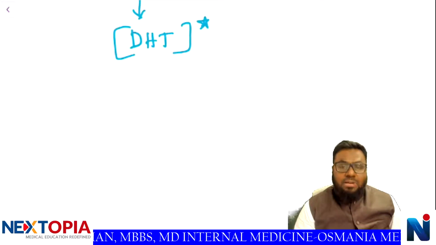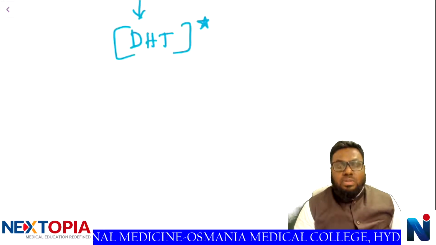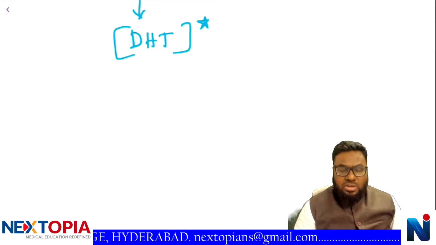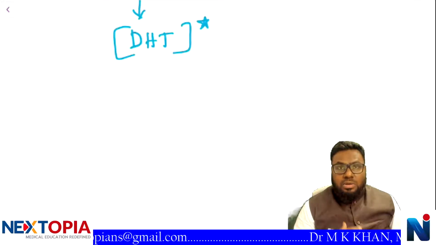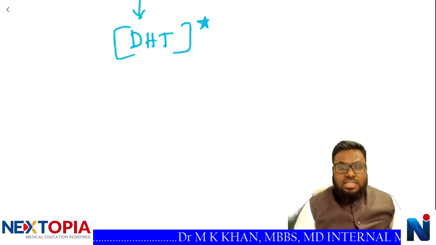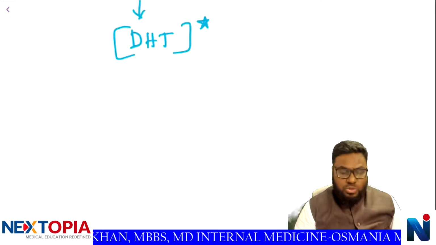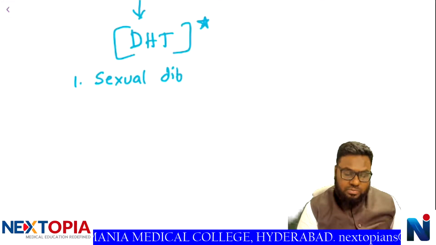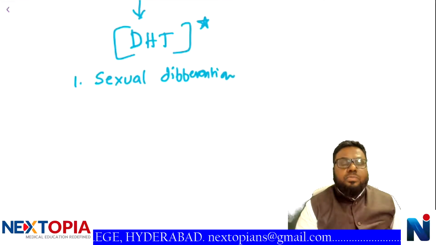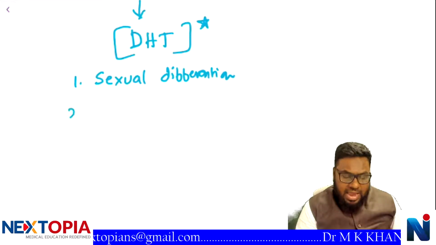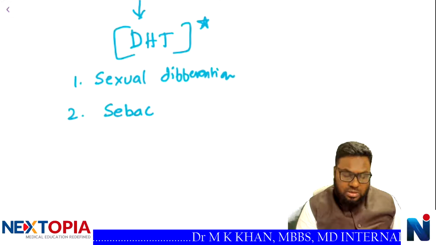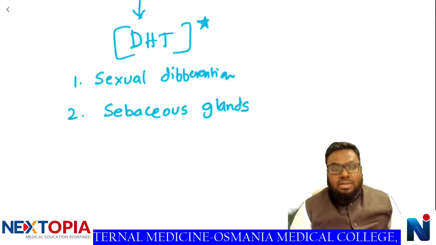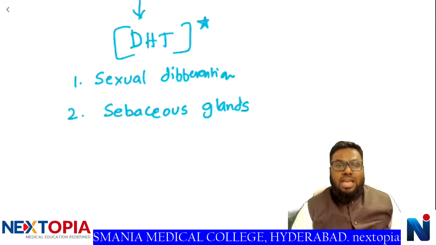It helps in development of external genitalia, the length of the penis, the volume of the scrotum, the differentiation into external genitalia, especially in a neonate, in intrauterine life. The 5-alpha reductase enzyme is very essential for formation of dihydrotestosterone. So the first important function of this is sexual differentiation. This is also responsible for increased activity of sebaceous glands on the skin, especially the face. Hence, higher levels may make a person prone to development of acne.